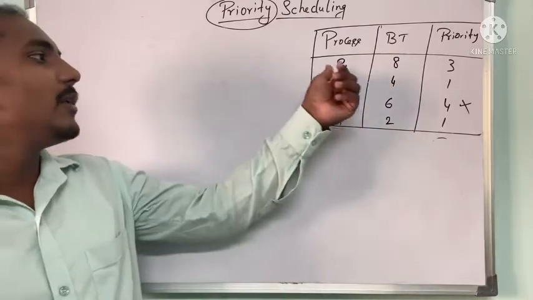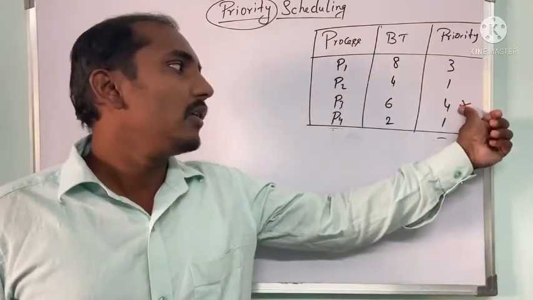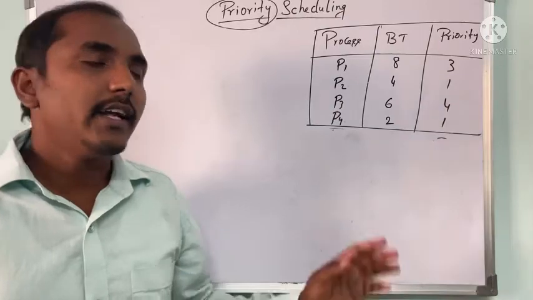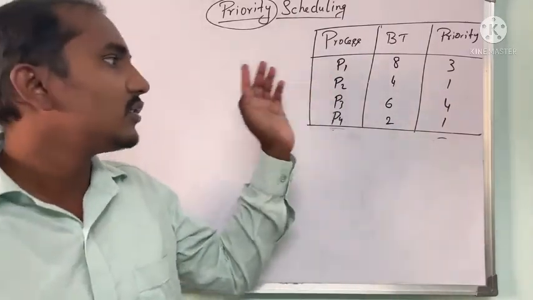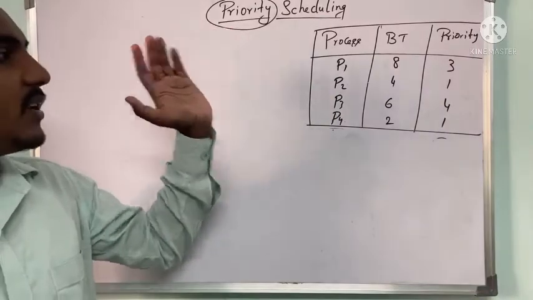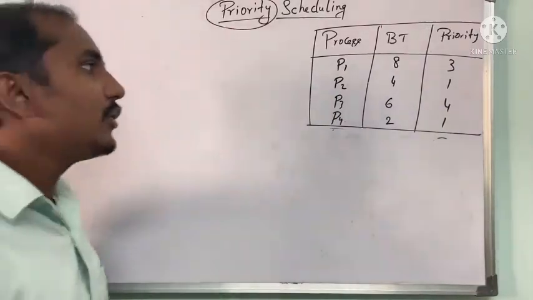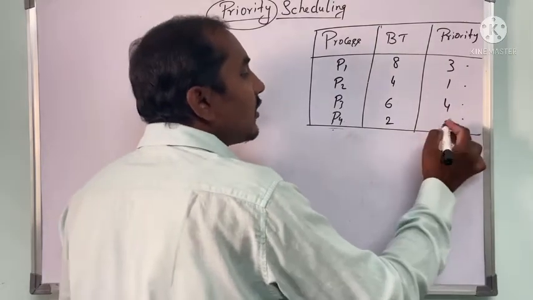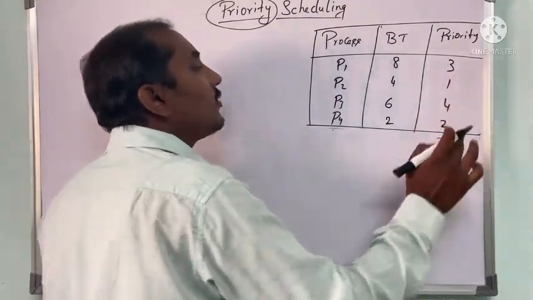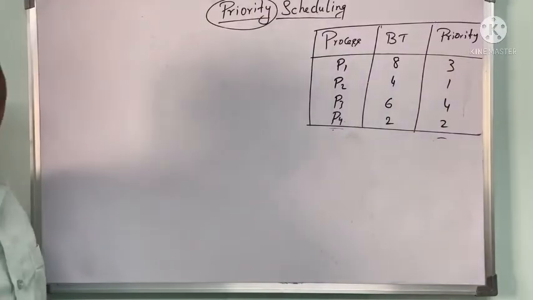process, every process will have a number, or a priority number, attached to it. Once the execution starts, once the process is executed by the CPU, it is going to select the process with the highest priority. Whichever process has the highest priority, that particular process will be selected for execution.